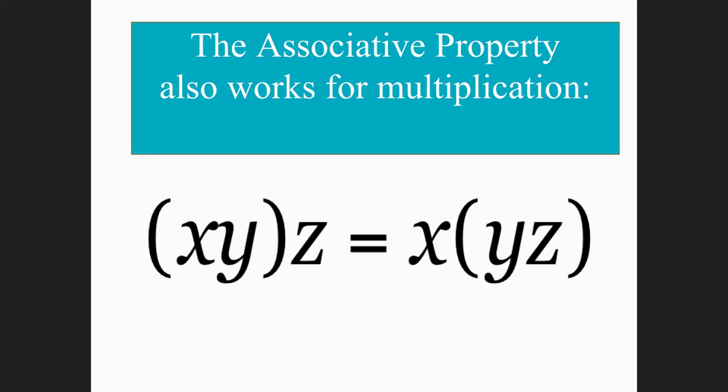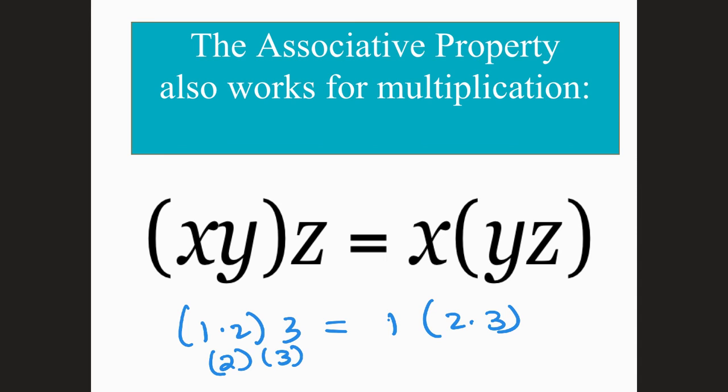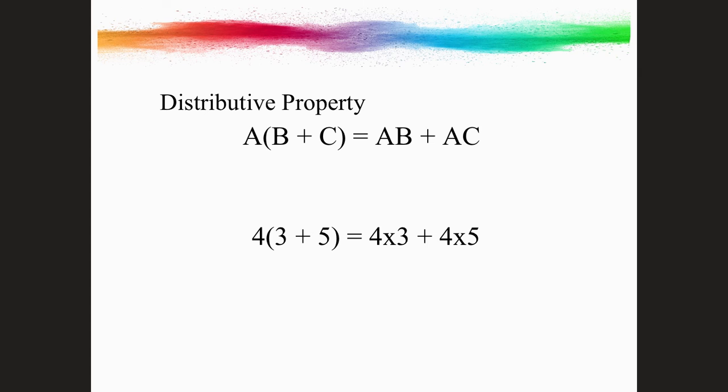So here once again, for the associative property for multiplication, variable form, and let's substitute numbers here. We can say 1 times 2 times 3 equals 1 times parentheses 2 times 3. So here I have 1 times 2 is 2, times 3, equals 1 times 2 times 3, which is 6. 6 equals 6. Beautiful.